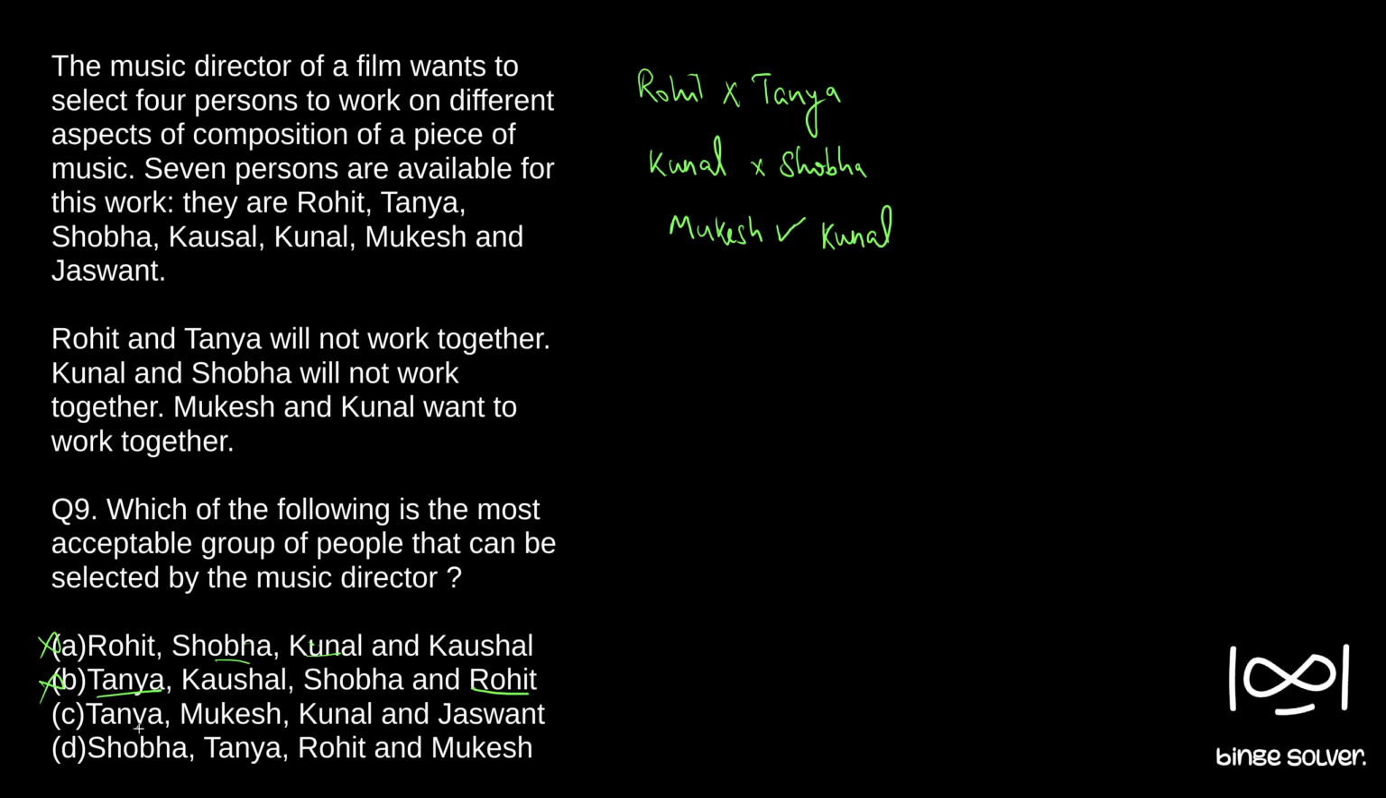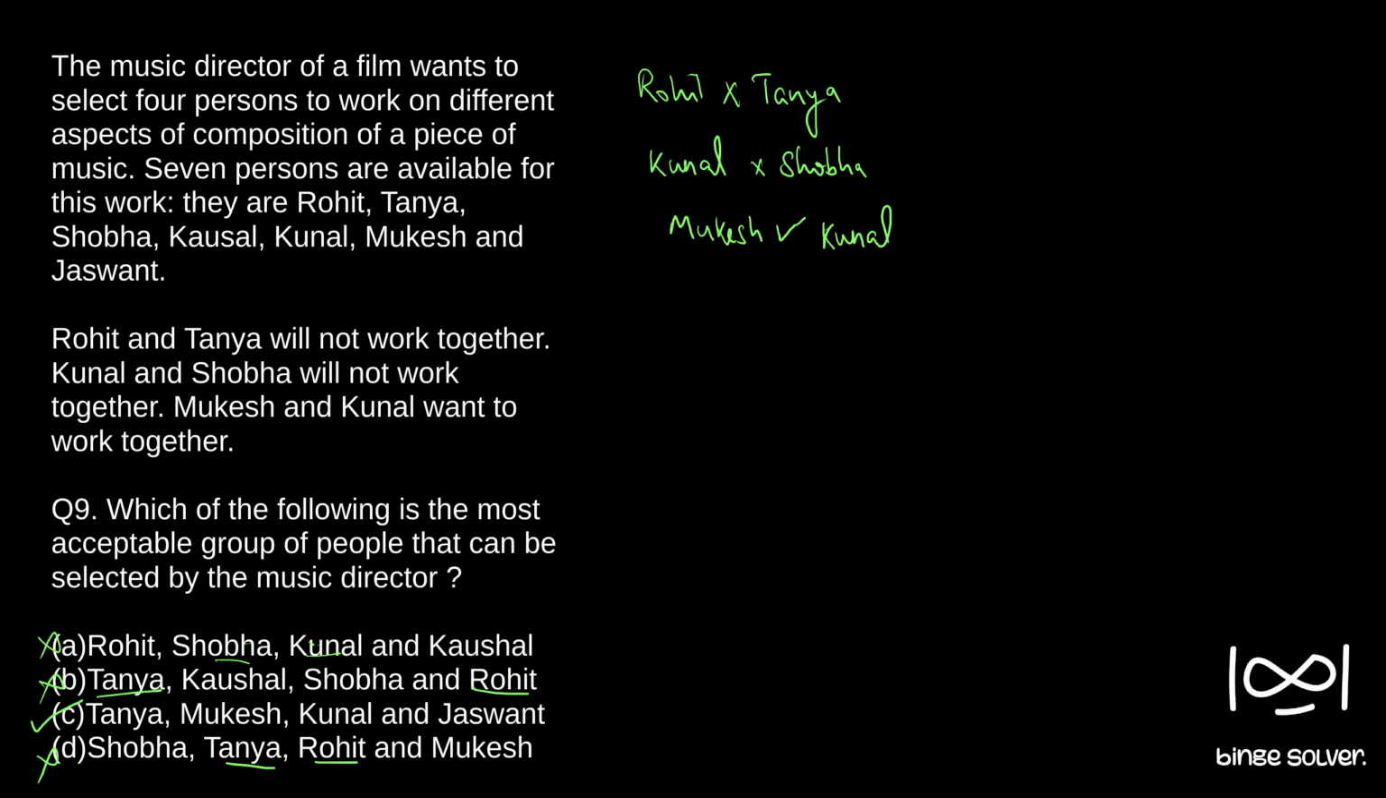Moving on to the third. Tanya and Rohit don't work together, so Rohit is not in this group. So it's okay. Now Kunal and Shobha don't work together. Kunal is there, Shobha is not there. So it's okay. Mukesh wants to work with Kunal, and Mukesh and Kunal are there. So C is the correct option. We can right away mark C as correct. We don't have to check D. But if you check D, Kunal is not there, and Tanya and Rohit are both there, so this is also wrong. C is the right answer. That is the solution to question 9.